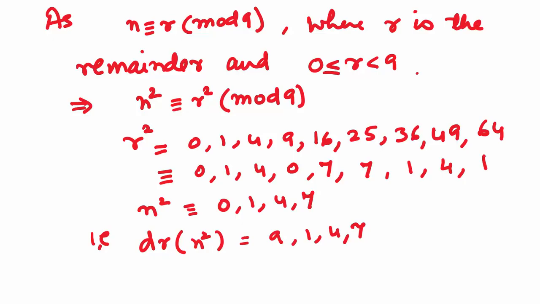Then, if we divide it by 9, n will be congruent to r mod 9, where r is the remainder. You know that r will be greater than or equal to 0 and less than 9. If we square both the sides, you will see n squared is congruent to r squared mod 9. r squared will be 0, 1, 4, 9, 16, 25, 36, 49 or 64, because remainder will be from 0 to 8. So, when we square, we get these values, and this will be congruent to 0, 1, 4 and 7. Rest of them repeat, which means digital root of n squared will be 9, 1, 4 or 7. In place of 0, we've taken the digital root as 9.